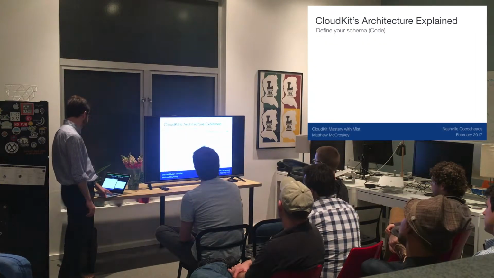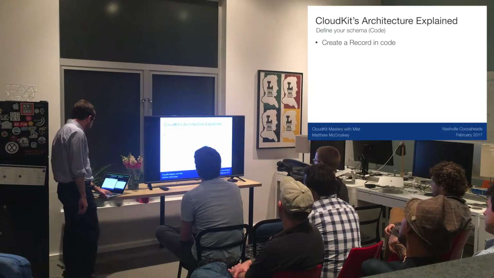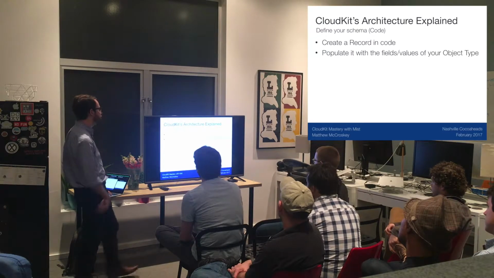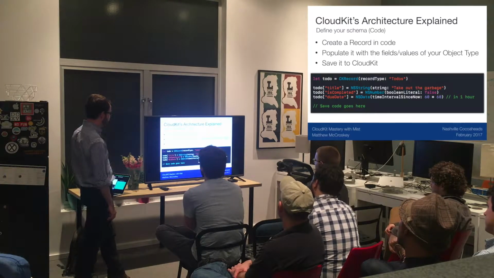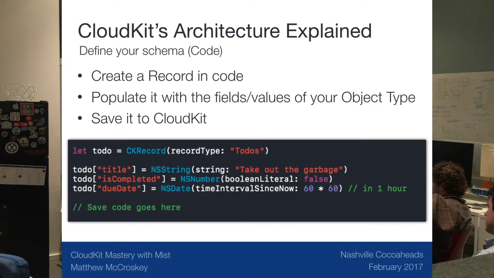You can also do it in code. So you would create the record in code, populate it with the fields and values of your object type, and save it to CloudKit. That looks roughly like this. You have a to-do, its record type is to-dos, it has a title, take out the garbage, is completed, false, due date in 1 hour, and then you would save it. And saving is kind of the next topic, which is interacting with CloudKit in code. So we'll leave this here and review where we are, and then we'll move on to that.